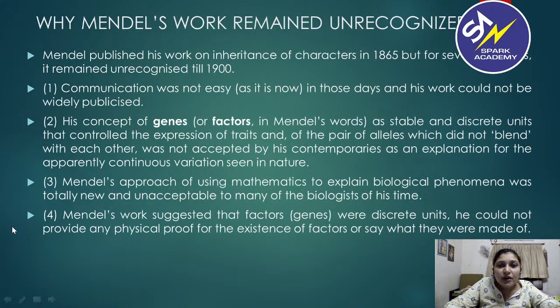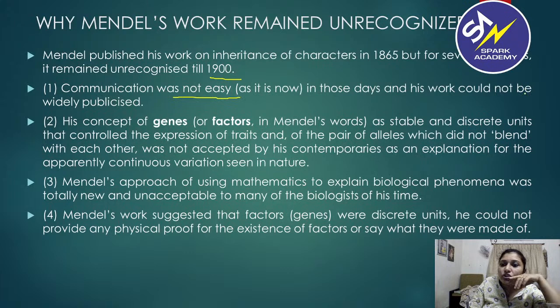Why did Mendel's work remain unrecognized? Mendel published his work on the inheritance of characteristics in 1865, and it remained unrecognized till 1900. Communication was not easy at that time. In those days, his work could not be widely publicized.